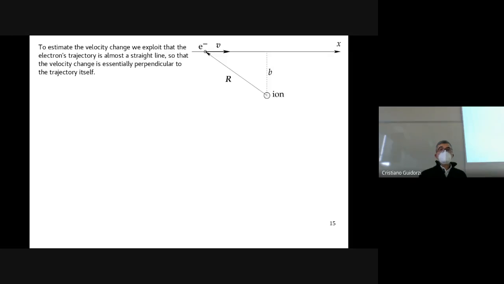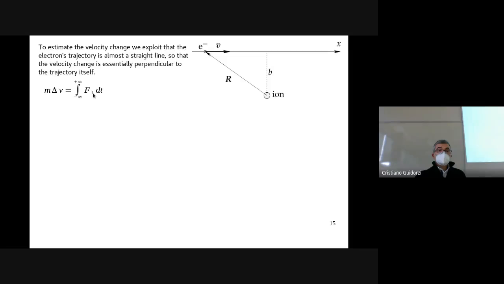Instead, the perpendicular one acts all the time in the same direction. So the net effect is merely due to the perpendicular component of the Coulomb force, which is all the time attracting the electron downward in this figure. Okay? So applying the impulse theorem, the change in the linear momentum of the electron is just the corresponding component, F, the Coulomb force, perpendicular component, integrated over time. Impulse theorem.